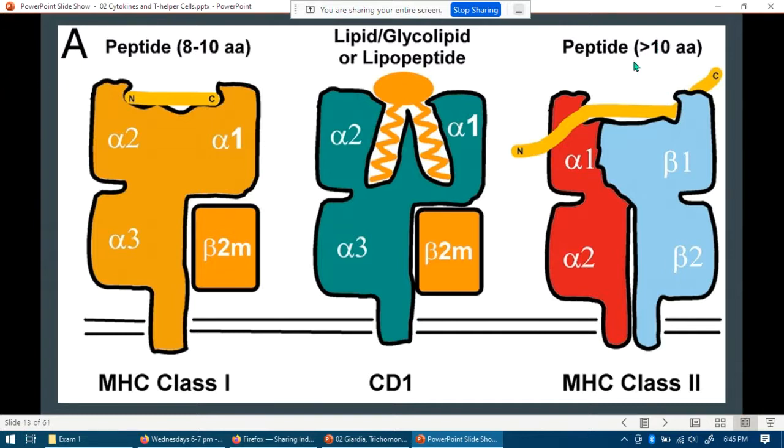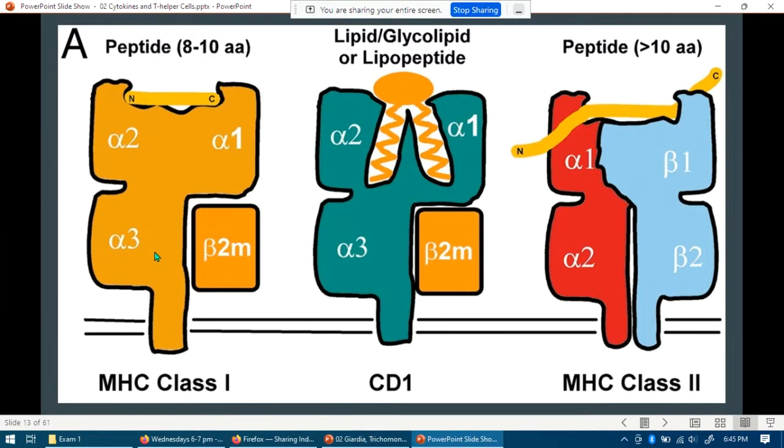T helper cells respond to MHC class II molecules. And MHC class II is a two-legged molecule. It has 2 protein chains. And then it also has this peptide binding cleft that can bind big, long peptides greater than 10 amino acids in length.